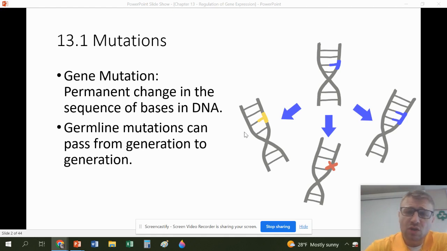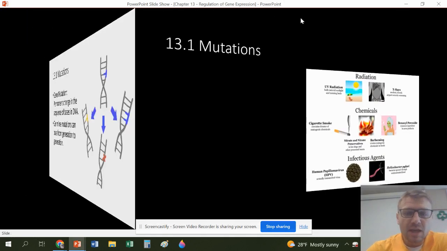Now, germline mutations, these are mutations that can be passed from parent to offspring. So you can see here the change in the DNA. It can be passed on from parent to offspring if it's in the gametes or the sex cells. You can have mutations in your body cells. Those won't go to your offspring, but germline mutations will change the offspring's phenotypes because they are in gametes, the sex cells, the sperm or the egg.